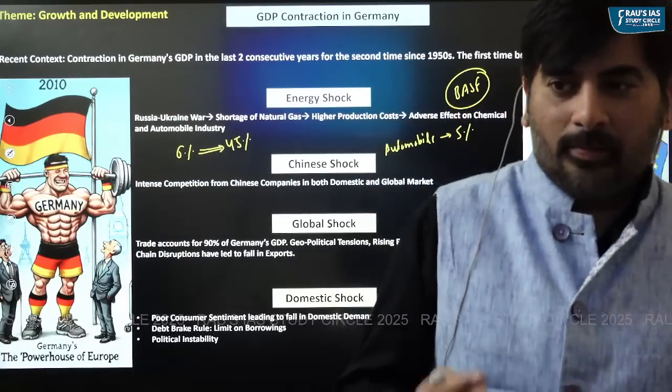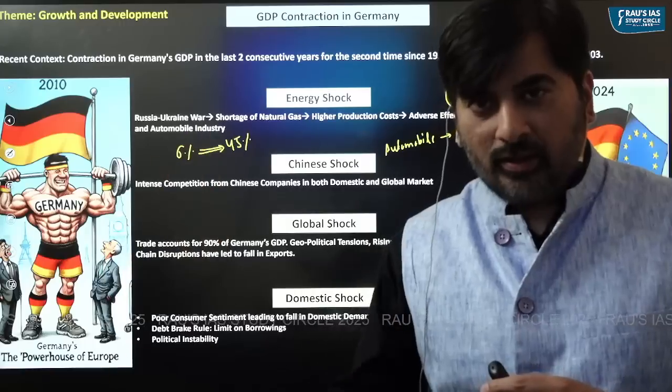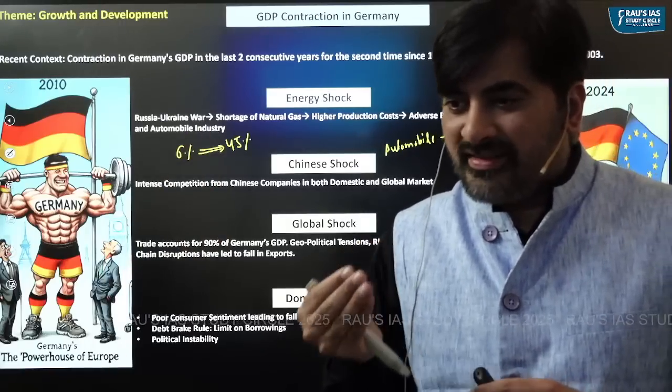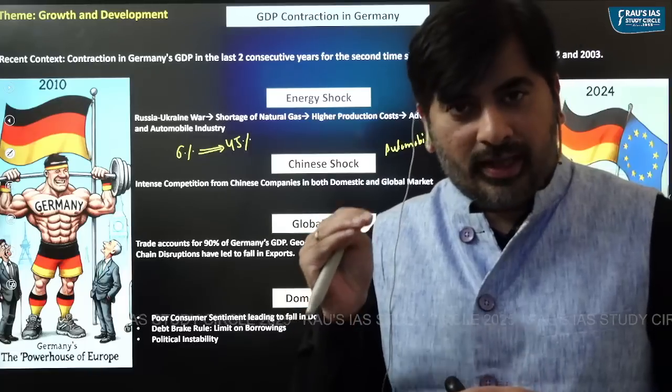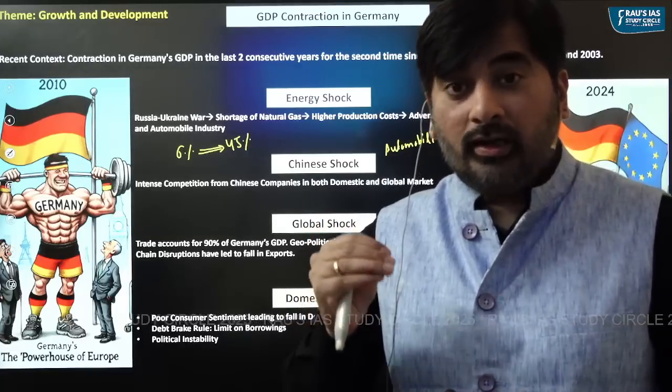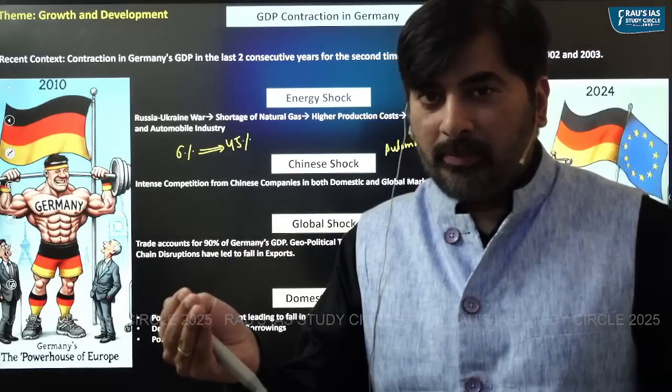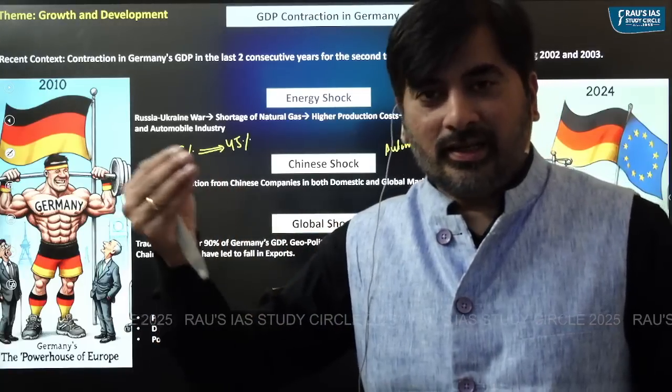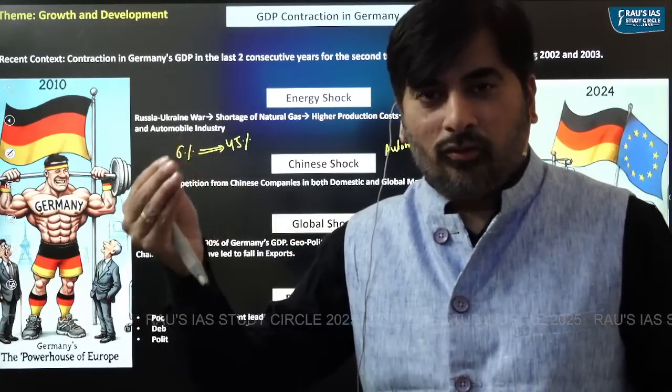The next one is with respect to domestic shock. Like I said, because of that particular contraction, the consumer sentiment in Germany is at an all-time low. People are not coming forward to spend for the purchase of goods and services, which in turn is leading to a fall in investment.